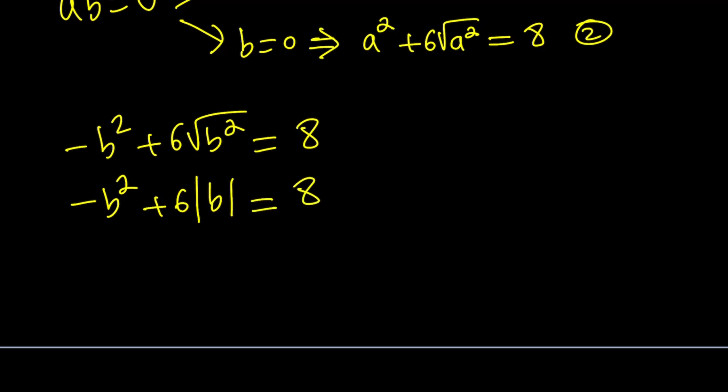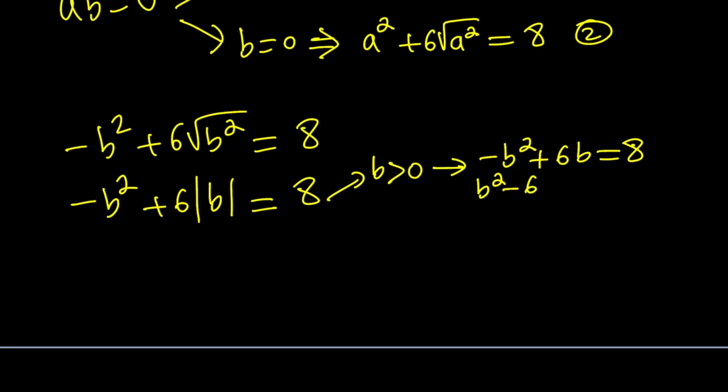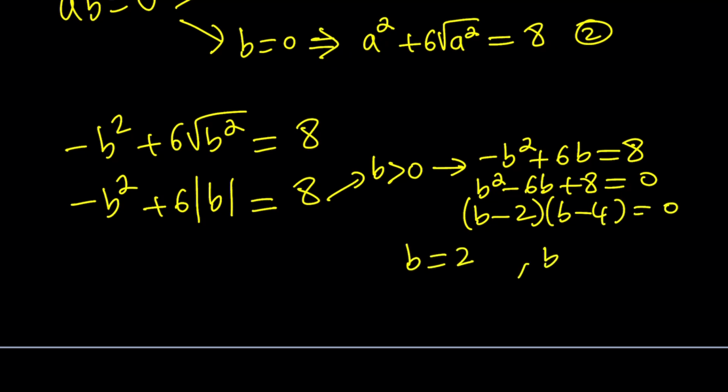Now we're going to consider two cases. You can call this 1a and 1b. It's up to you, but I'm going to split it up. If b is positive, then we get negative b squared plus 6b equals 8, because when b is positive, the absolute value of b is going to equal positive b, right? So let's go ahead and solve this equation. Put everything on the right-hand side. You get b squared minus 6b plus 8 equals 0. And hopefully you know that this is factorable into (b minus 2)(b minus 4). And from here we get b equals 2 and b equals 4.